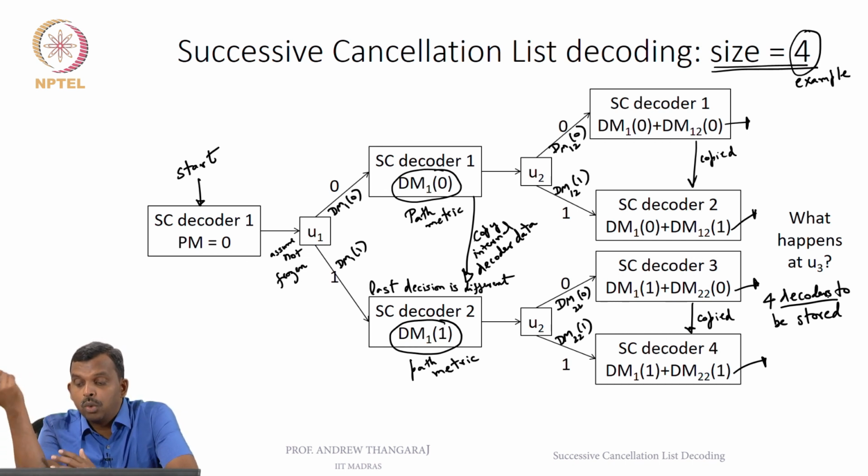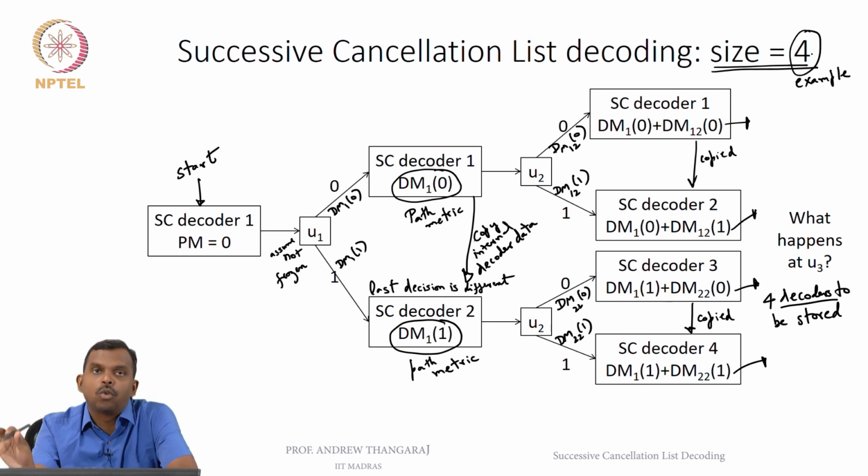So, what do we do at u3? What happens in the next step? We kept making 2 decisions for every decision. Now, in u3 also, if you make 2 decisions, in each decoder you will have 2 paths, and that becomes 8 paths. But I want only a size of 4, I do not want 8 paths. So, what you do at that point is you prune away 4 paths. You do not go to 8 paths, you throw away the 4 least reliable paths, or the 4 paths which have the higher penalty. So, that you go back to the 4.